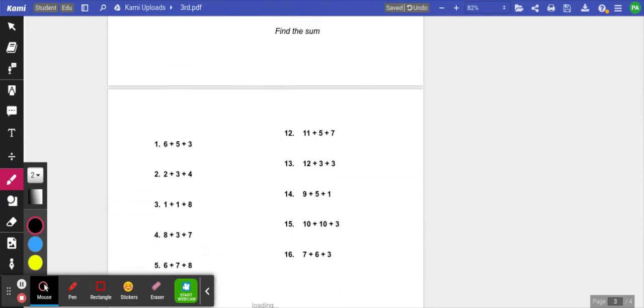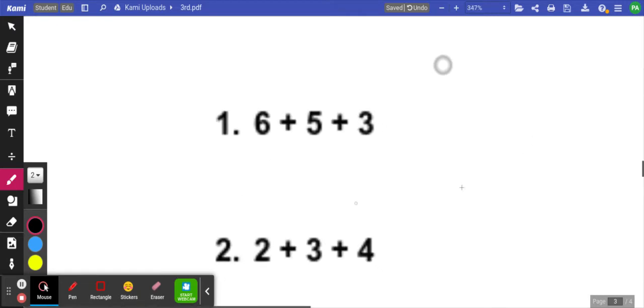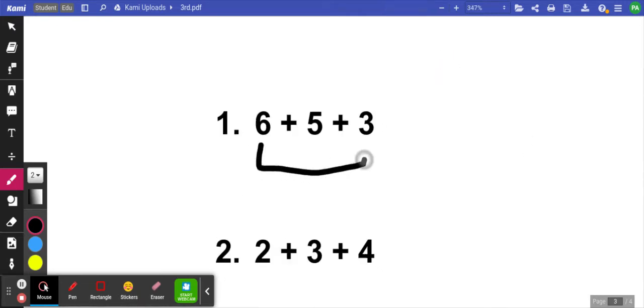Moving on, we're now finding the sum of 3 different numbers. For addition, just a quick for your information, you can add any of these numbers in any order as long as you don't repeat. What I mean by this is you can easily add 6 plus 3, 5 plus 3, or you can easily do 6 plus 5.